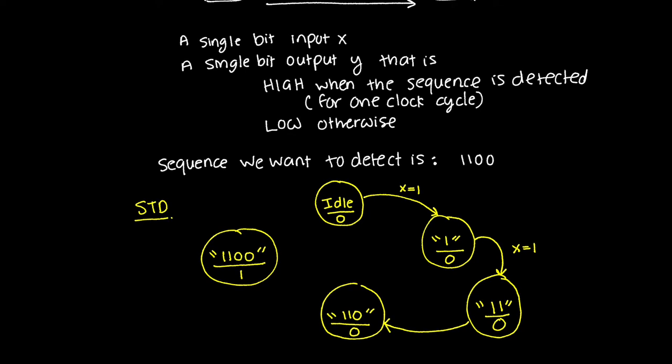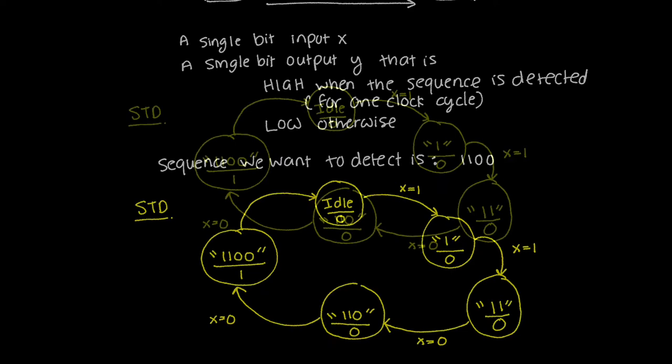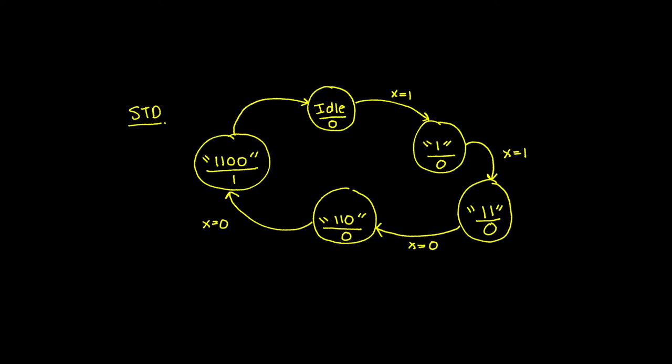If I'm here and I detect a 0, I move on to the next state. If I've detected a 110 and I detect another 0, then all 4 bits have been detected. I move on to this final state where my sequence has been detected. I output a 1. And what happens from here is at the next clock cycle, I transition back to my idle state where I output a 0. So this 1 is being output only for a single clock cycle. That's it.